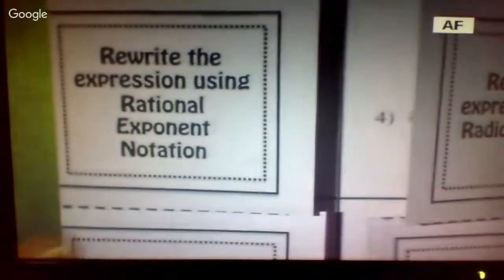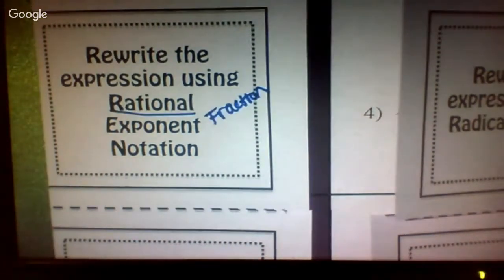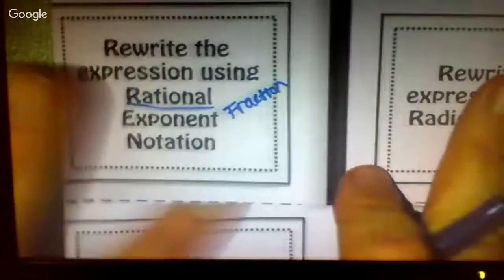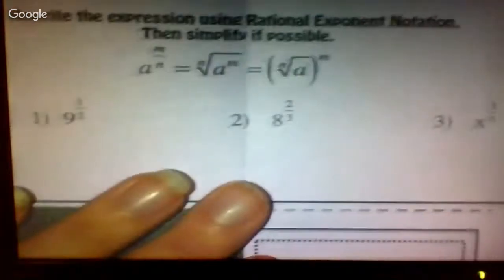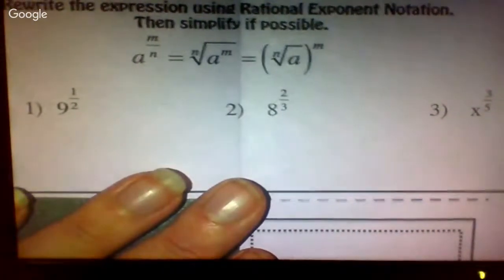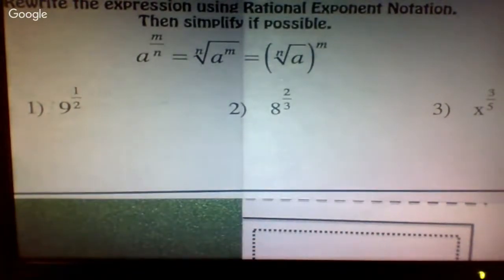So, with that being said, the first thing we're going to talk about is how to rewrite the expression using rational exponent notation. You all know about exponents: X to the second, X to the 8th, X to the 9th, so on and so forth. Now we're talking rationals, to the 7/10. So now we're talking fraction. If you open this up, it wants us to rewrite the expression using rational exponent notation and then simplify.